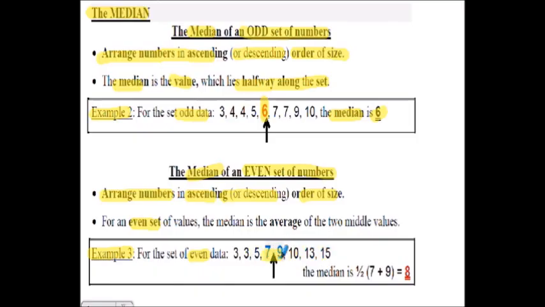So what we find is we have 2 numbers in the middle of the series. To find the median of an even set of data, we average those 2 middle numbers. So 7 plus 9 divided by 2 will give me 8. So the median in this case is the average of the 2 middle numbers, and that's the value of 8.